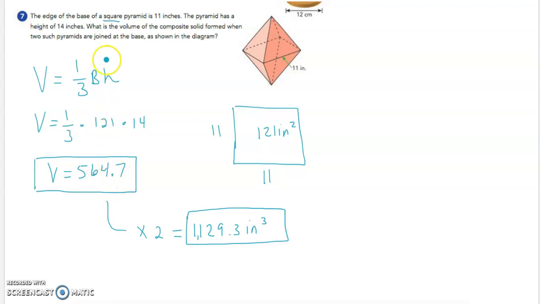However, since I have two of them, I have this. So again, they're two identical pyramids joined together. So I take this number and multiply it by 2. I get 1,129.3 inches cubed.